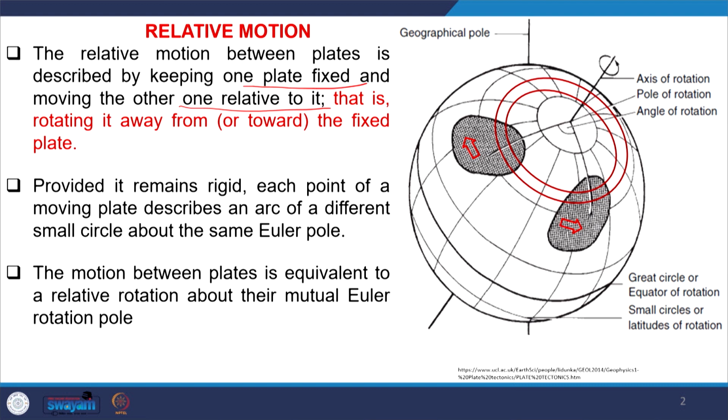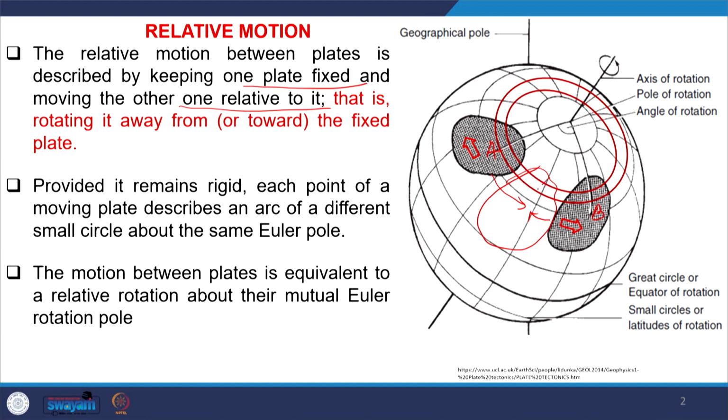If you see here, there are two plates, suppose plate A and plate B. These two plates are moving on the surface of the earth, and we know the surface of the earth has a spherical geometry. So if I trace the motion of these two plates back, they will move towards each other and somehow coincide here.